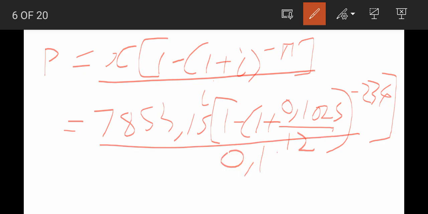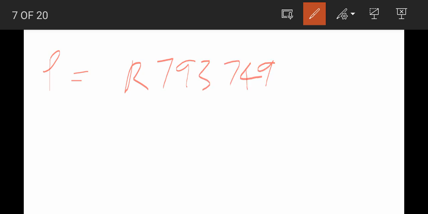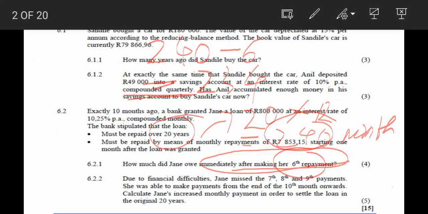Then 0.1025 divided by 12. Now punch that in your calculator, you'd get her outstanding balance for the remaining 234 months, which is the money she has to pay. Then 793,749.25. That's the amount she owes after making her 6th payment.